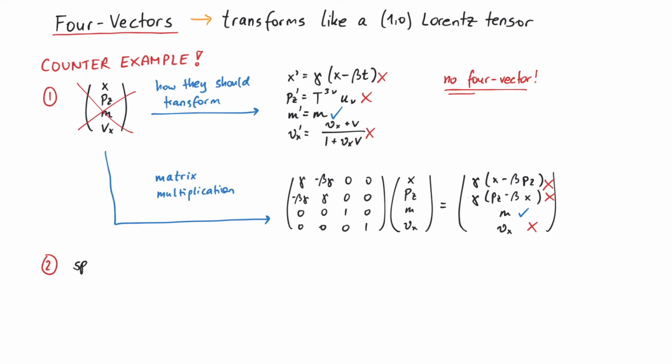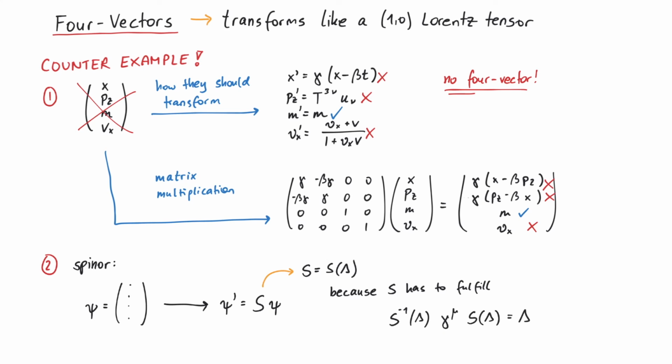Another example would be a spinor, which is the solution of the Dirac equation and also has 4 components. Very often, various lectures and textbooks introduce 4 vectors and spinors within a short time frame, so there's potential for a lot of confusion. However, the transformation of a spinor under a Lorentz transformation is determined by a matrix S, which is connected to lambda mu nu but not equal to it. This means a spinor is no 4 vector.